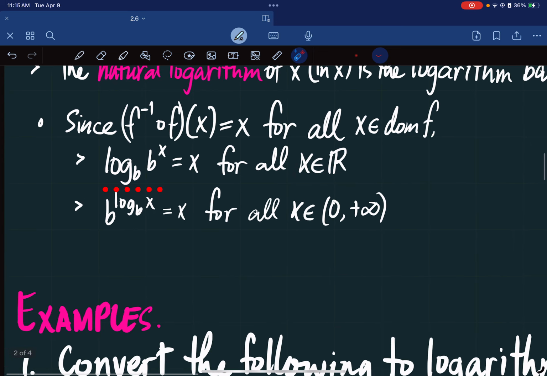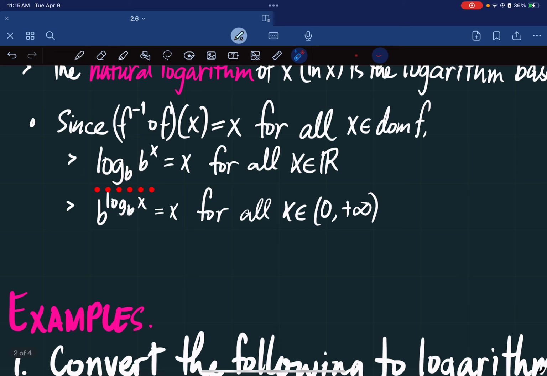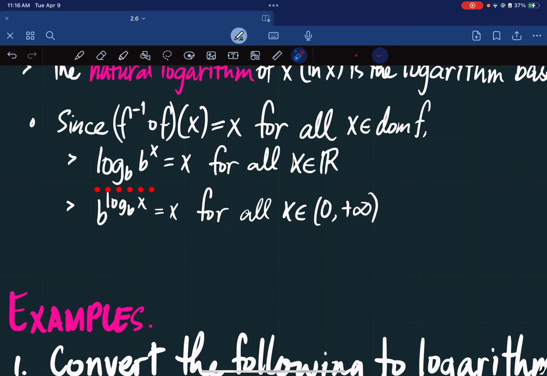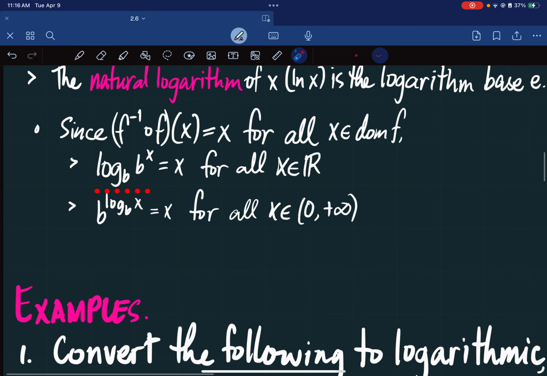However, for the second one, b raised to log of x base b equals x, this will only hold for the domain of this one. Just like what we said, the domain of this one is the open interval 0 to positive infinity. Okay? So let's have some examples.